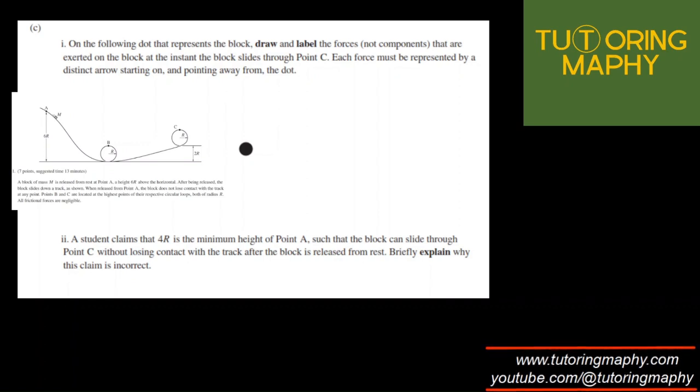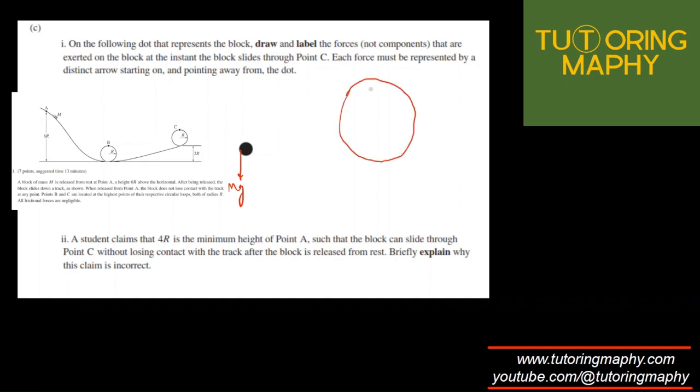All right, so the next one is we have to draw an FBD of the sphere when it reaches point C, considering this dot as the sphere. So obviously there is a gravity force, which is mg pointing downwards. And since on this big loop the sphere is touching the loop, that acts as a surface, and perpendicular to the surface directed outward, there will be a normal reaction.